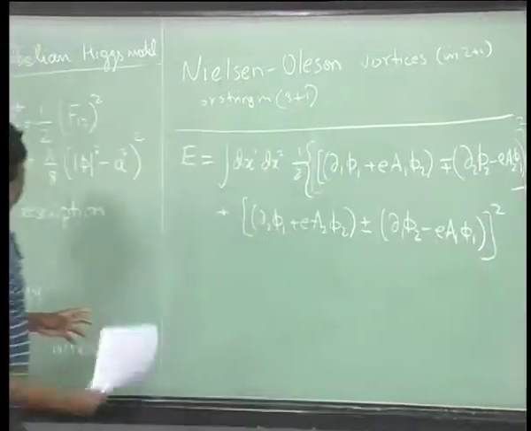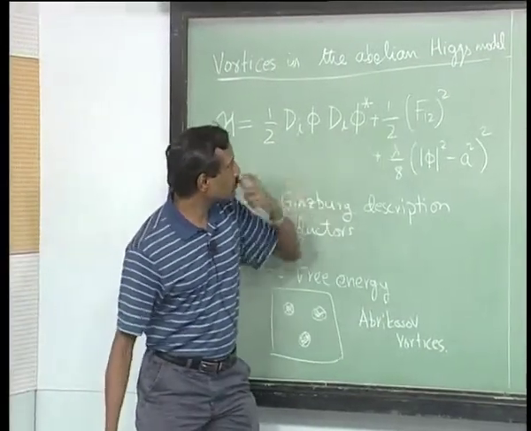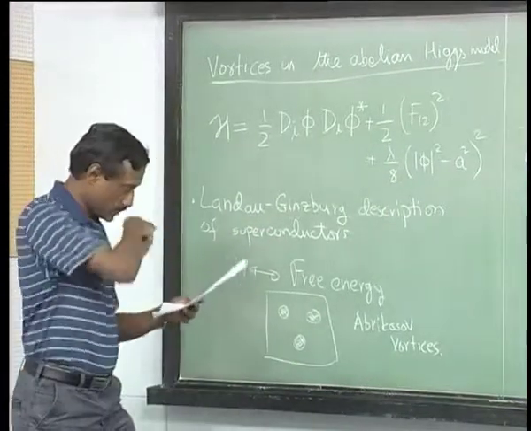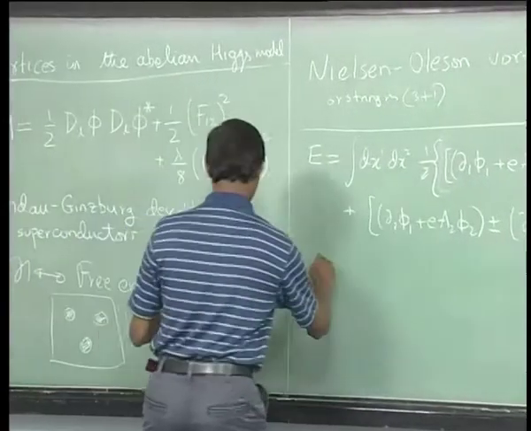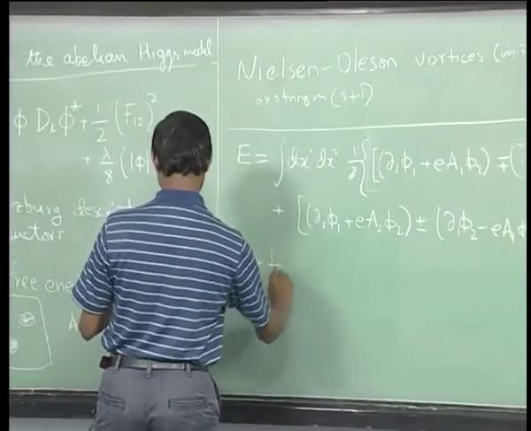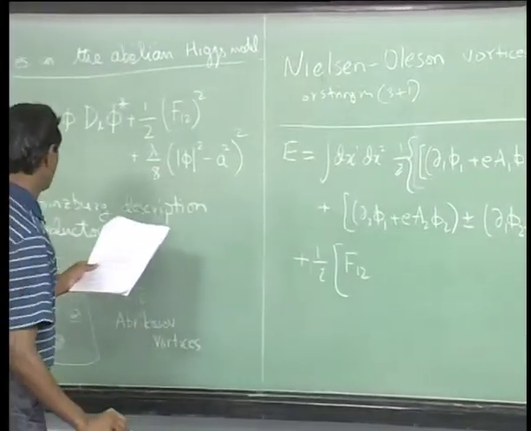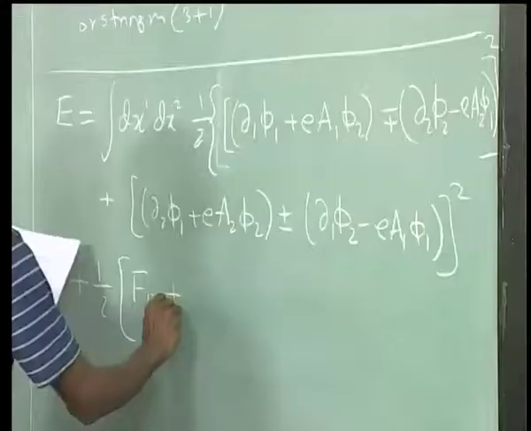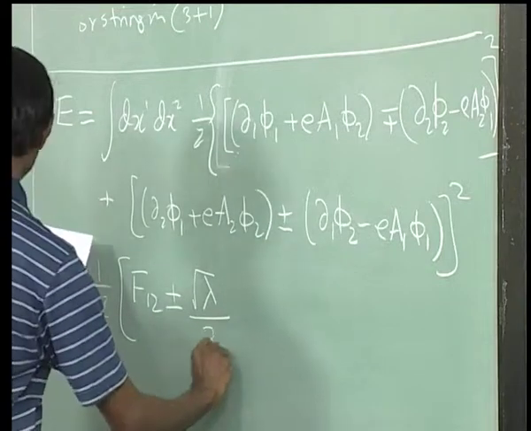Okay. So, you can see that that is just a rewrite of this term. What is really going on is that we should combine these two terms and make them work as one term. So, then we just write this as plus a half F12, okay. Pull out a half. So, it would be plus or minus root lambda by 2.